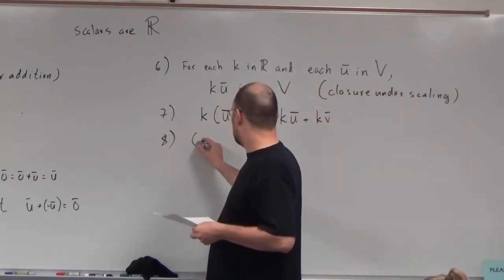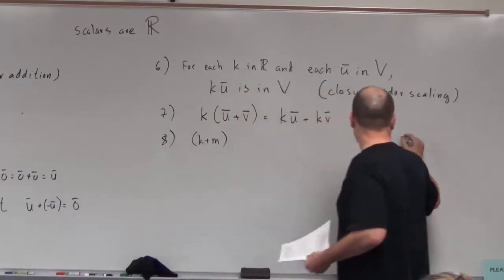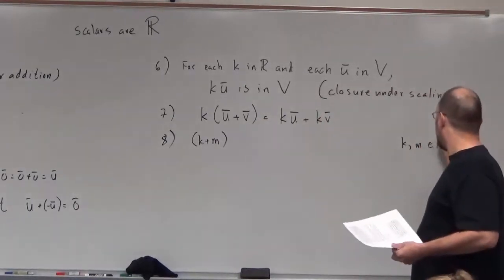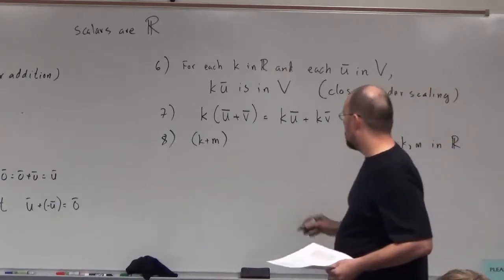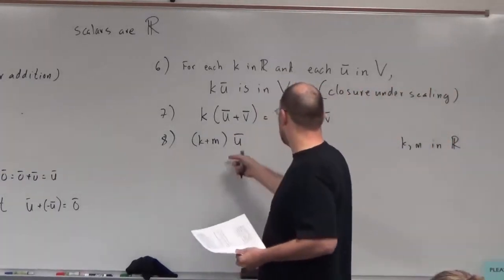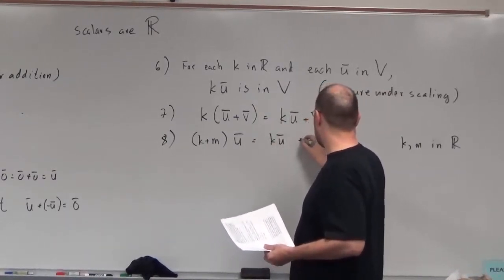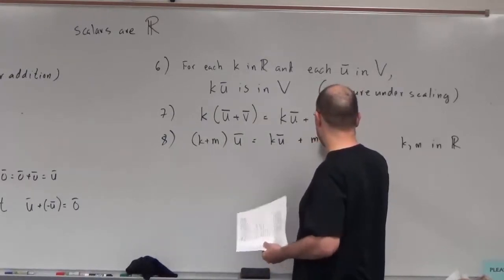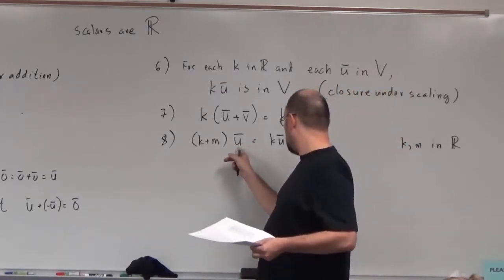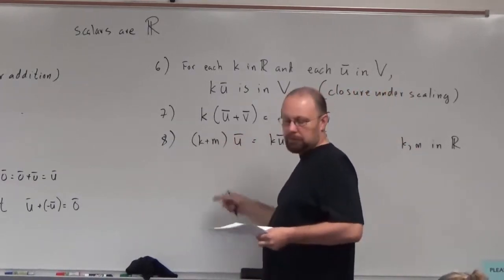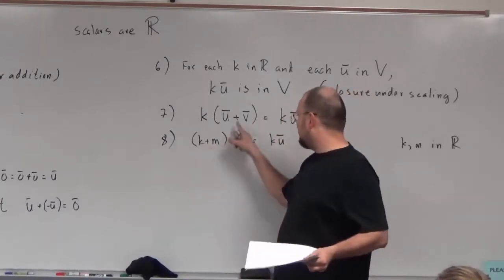8. Likewise, we should be able to add two scalars, so k and m are real numbers. And if you then scale a vector, that should be the same as scaling the vector by each individual number and then adding the results. So in a sense, this multiplication distributes over scalar addition. Right, and this addition is the same as that addition.